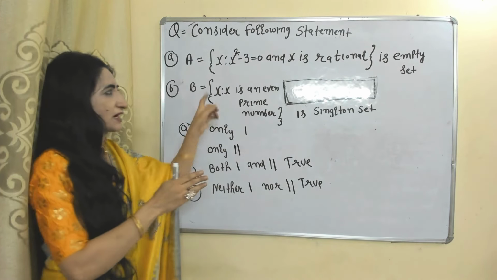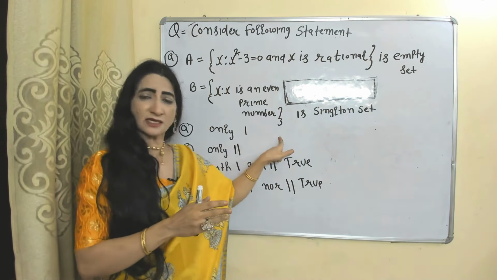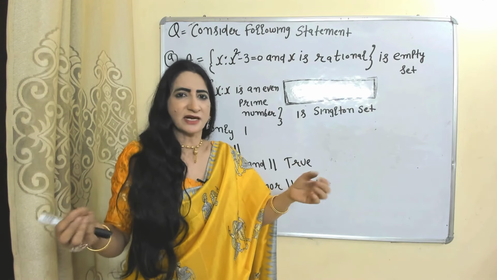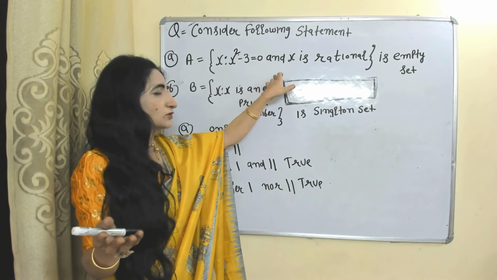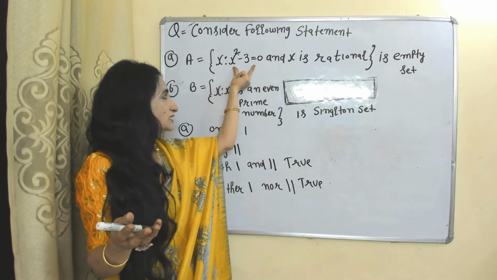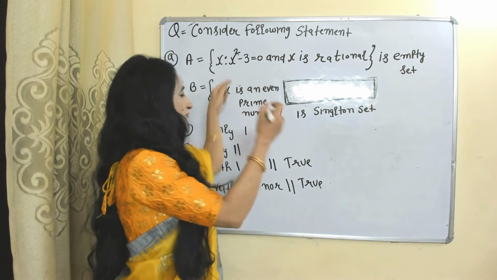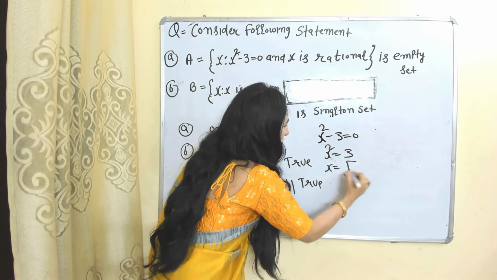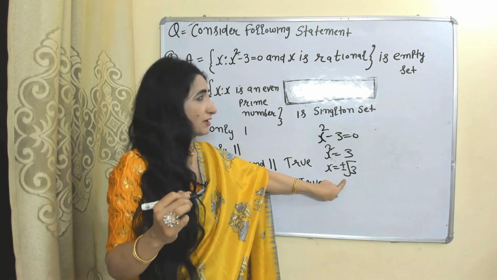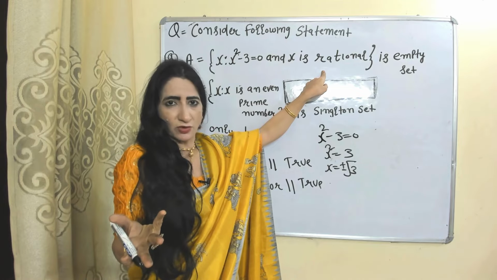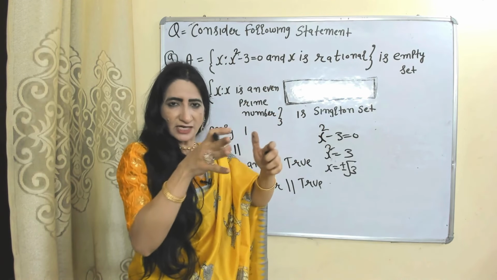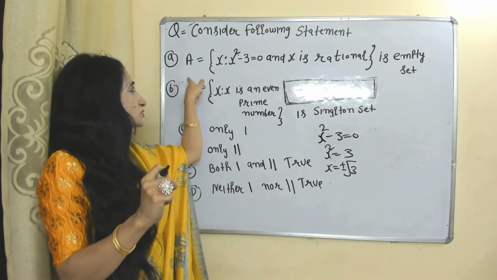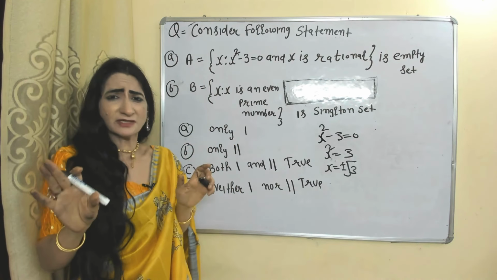Consider following statement. This is empty set. This is singleton set. Empty set consists no element. Without any element, set will be called empty set. According to this, our x should satisfy this condition as well as this condition. When we solve this, you can see we will find x equals plus minus root 3. This is irrational number. We need rational. That means we will not include any element in our set. If we do not include any element in our set, it will be called empty set. So our first statement is right.